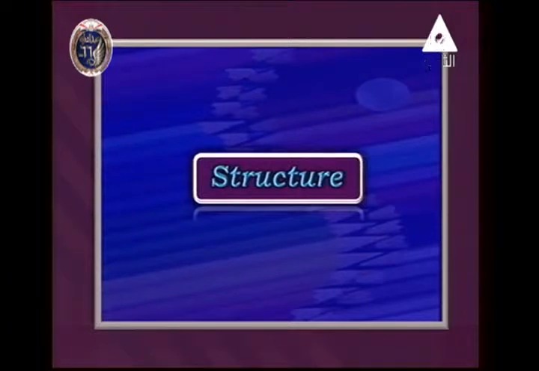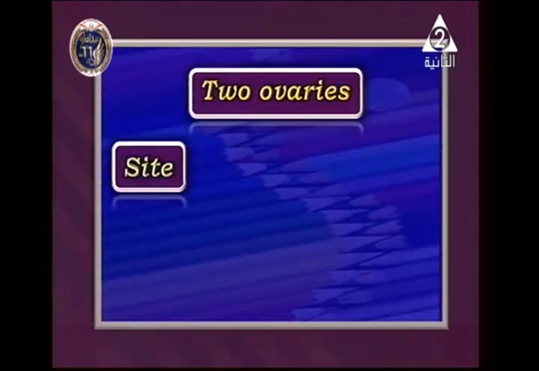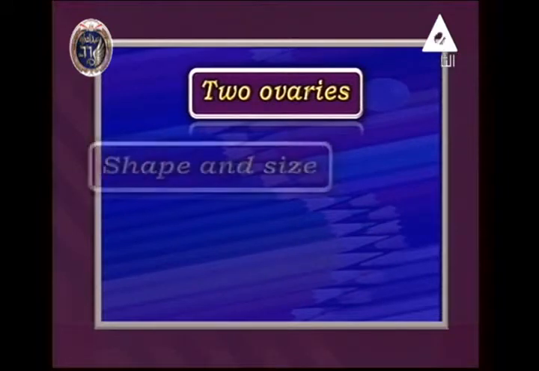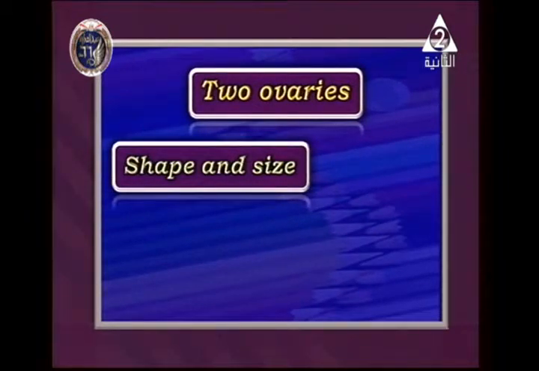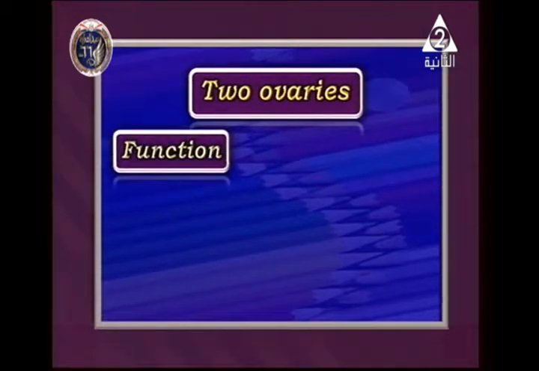What about the structure of the female genital organ? Well, it consists of, number one, 2 ovaries. They are found on the sides of the pelvic cavity, on both sides of the pelvic cavity, but inside the body. The shape and size of the 2 ovaries: they are oval, like a peeled almond. Do you know almond? It looks like a peeled almond. So they are very small. They are not large. What about the function of the 2 ovaries? And by the way, the 2 ovaries are 2 glands.